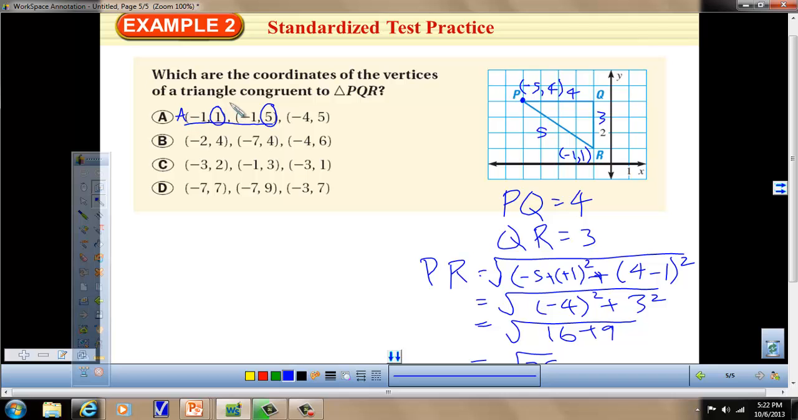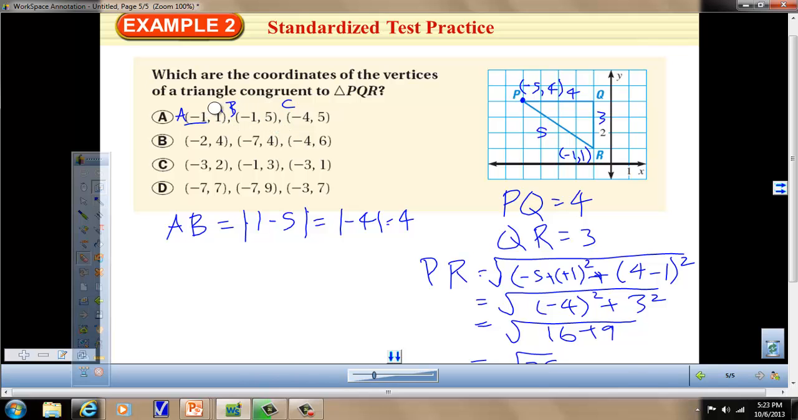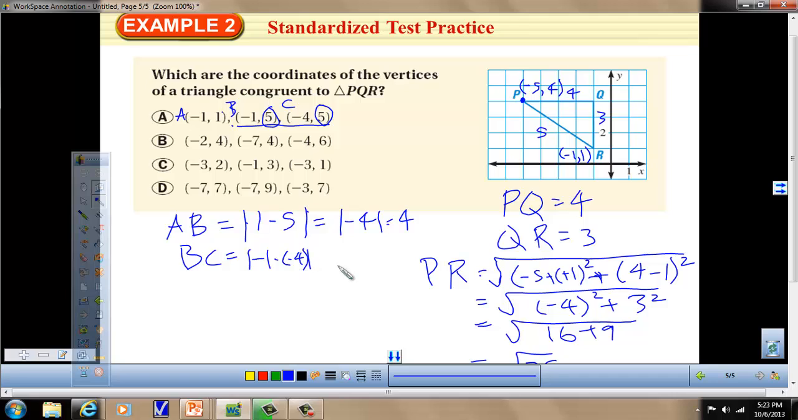So let's call this A, B, and C. That would make AB equal to 4, because again, it would be the absolute value of these two subtracted from each other. So 1 minus 5, which is the absolute value of negative 4, which is 4. Looking at these two, you notice they both have 5 in them, so we can simply look for BC at the absolute value of those two. We've got a negative 1 minus a negative 4, which is negative 1 plus 4, which ends up being the absolute value of 3, which is 3. It looks good so far.